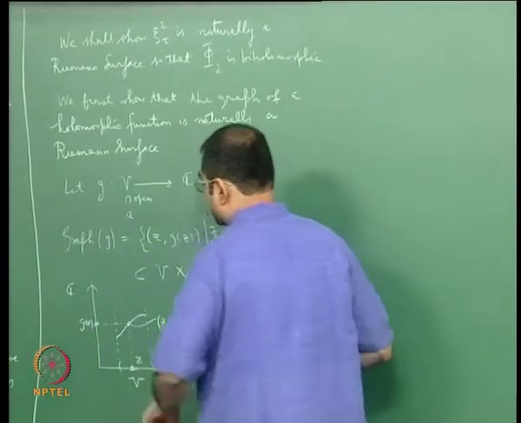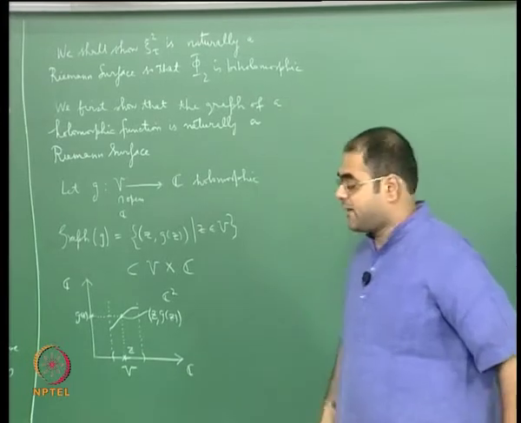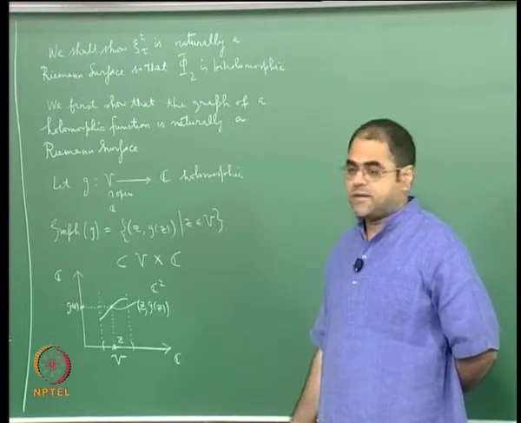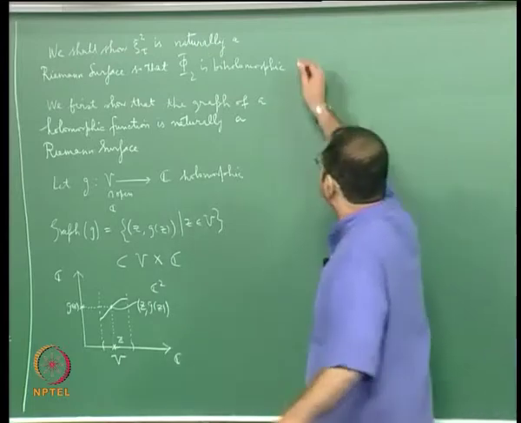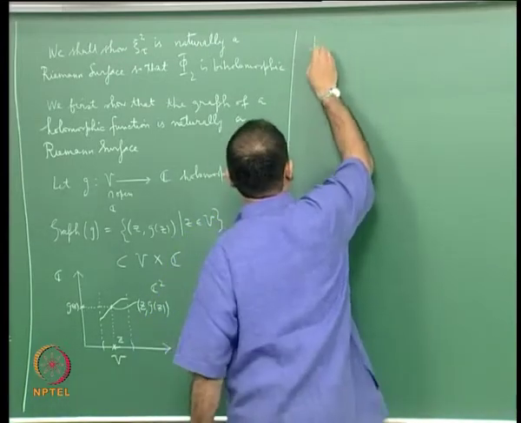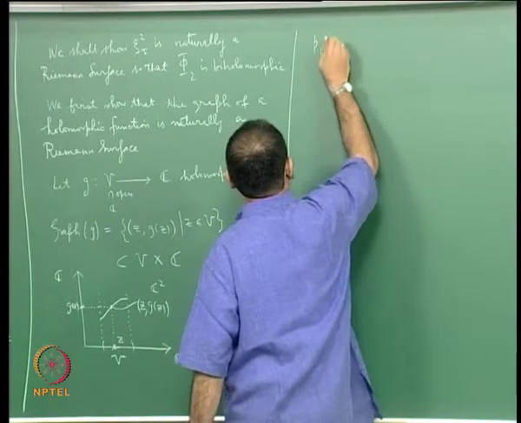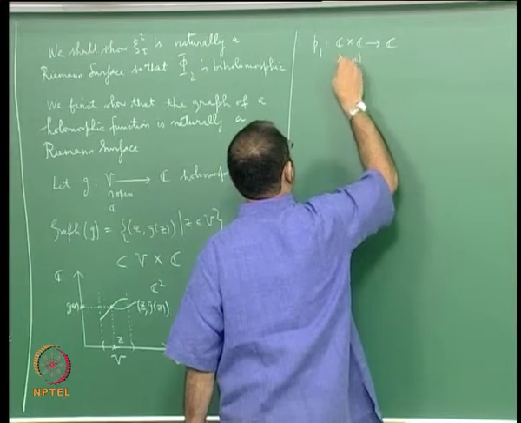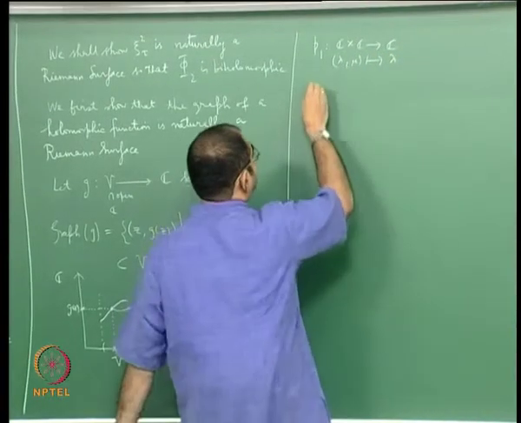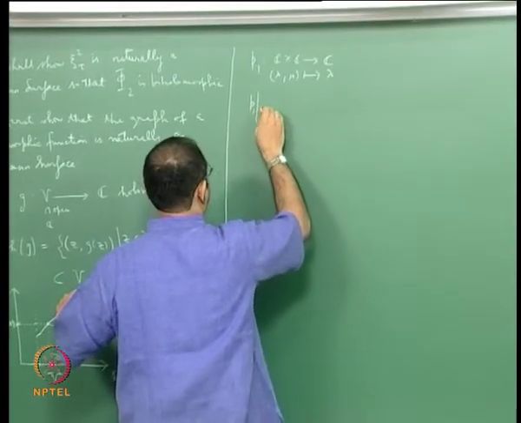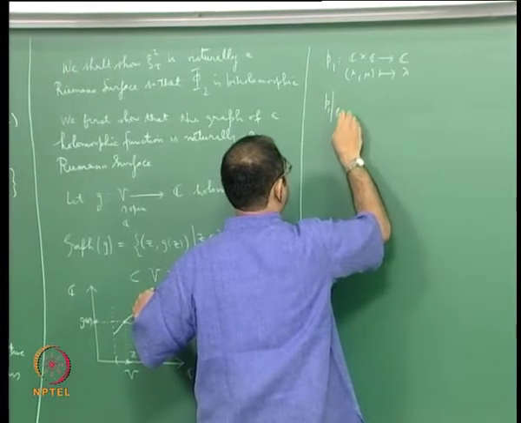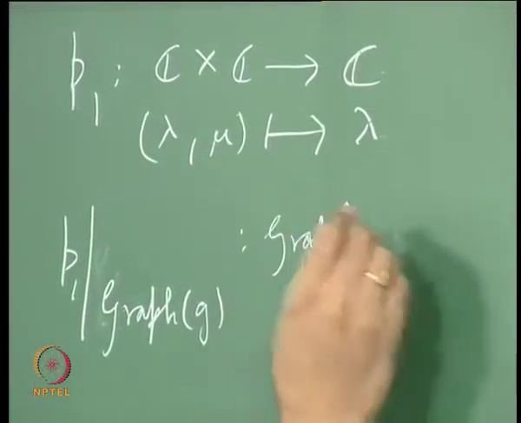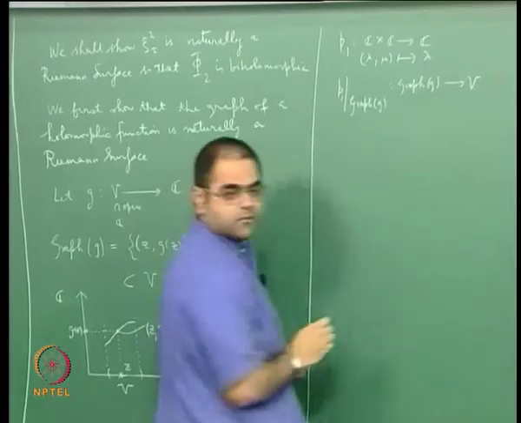The point is, how do you make this graph naturally into a Riemann surface? The fact is that you need a homeomorphism of this graph with an open subset of the complex plane, and that is obviously given by the first projection. So what you do is consider P1 from C cross C to C, that will just send any lambda comma mu to lambda. This is the first projection. Then you restrict this first projection to the graph of G, that will go from the graph of G to V.